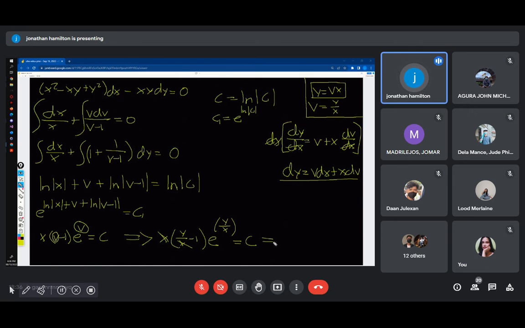Then what we can do is simplify it, and we're left with y minus x times e raised to y over x is equal to, wait, e raised to y over x is equal to c1. So c1 is the constant. And then this will be our general solution. This will be our final answer, the general solution when solving for homogeneous coefficients or homogeneous equations.